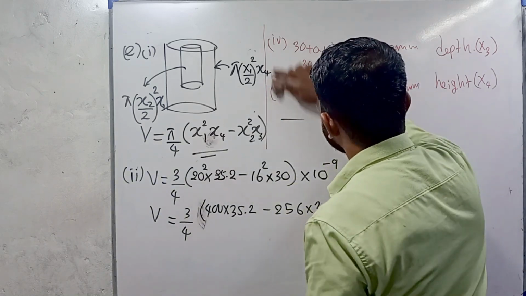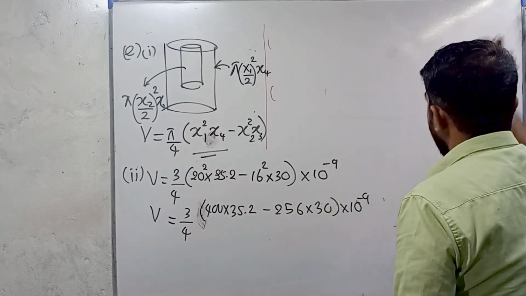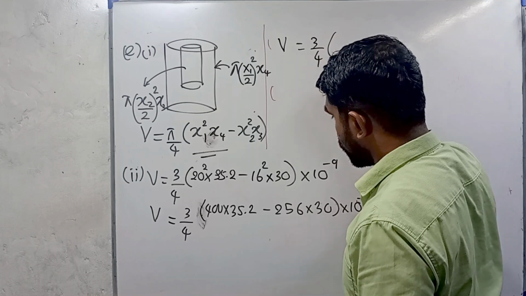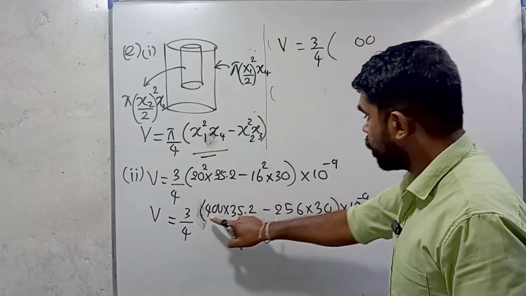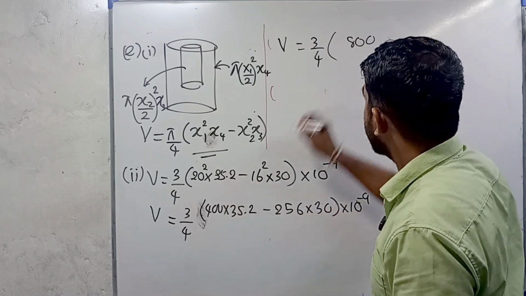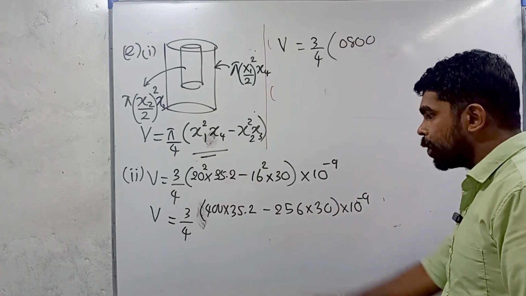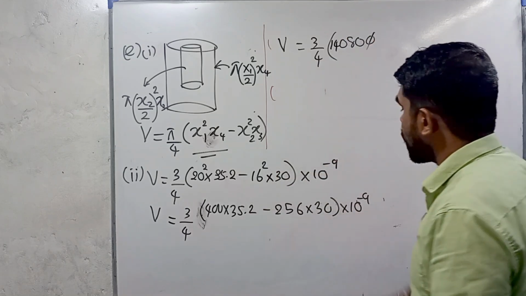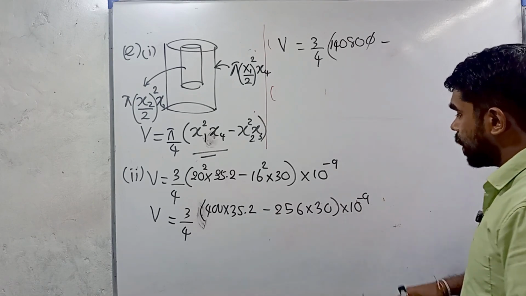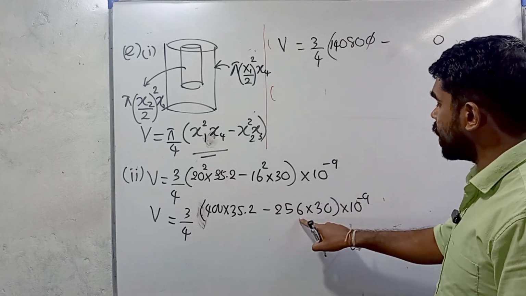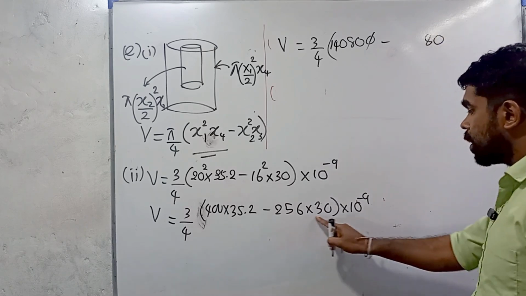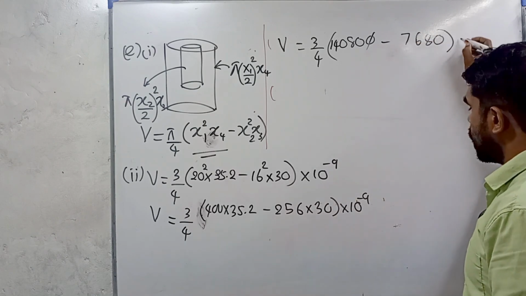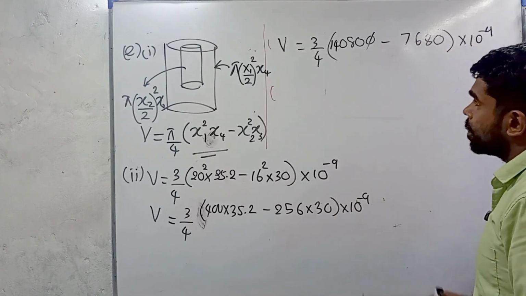Then we can multiply 3 over 4. There are two zeros. 4 into 2 8. 4 into 5 20. 2 remaining. 4 into 3 12 plus 2 14. There is only one decimal place. We can remove one zero. Minus, there is only one zero for 30. 3 into 6 18. 1 remaining. 3 into 5 15 plus 1 16. 1 remaining. 3 into 2 6 plus 1 7. Multiply by 10 to the power minus 9.